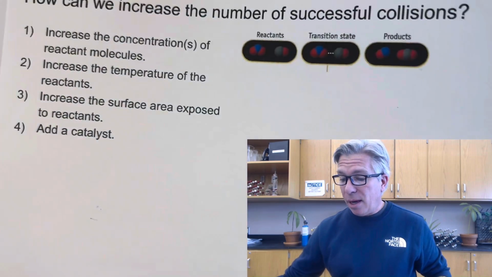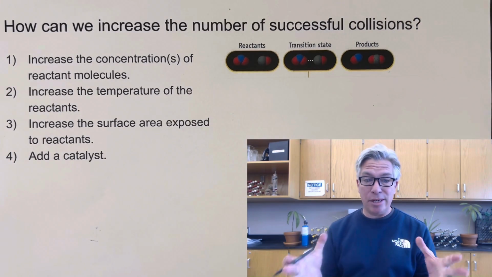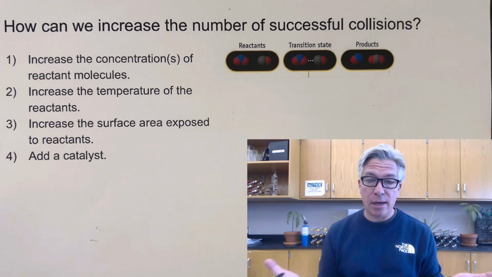But let's get back to our demo that we were working with before. We're going to ask this question: how can we increase the number of successful collisions in my beaker that was sitting there doing not a lot?